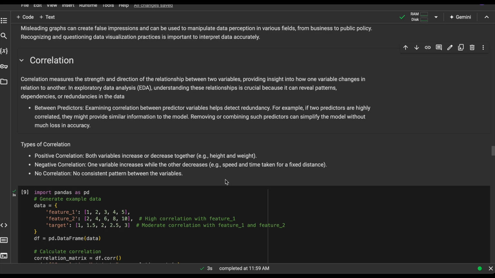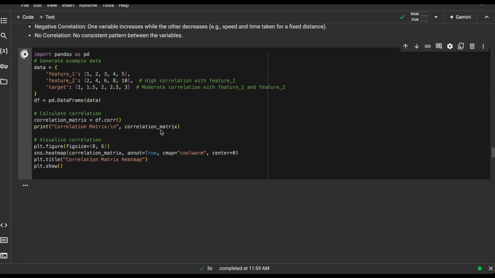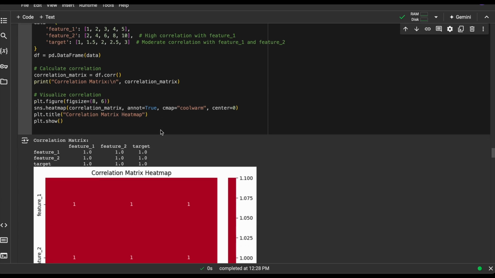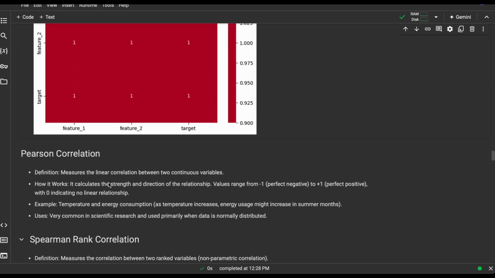I'll show an example of this using the matplotlib plot. We will discuss later how this plot works. All the ones mean all are positively correlated with each other.